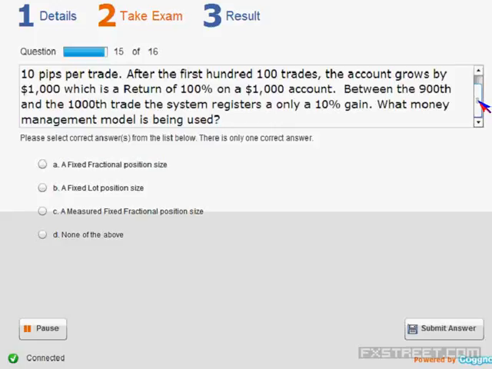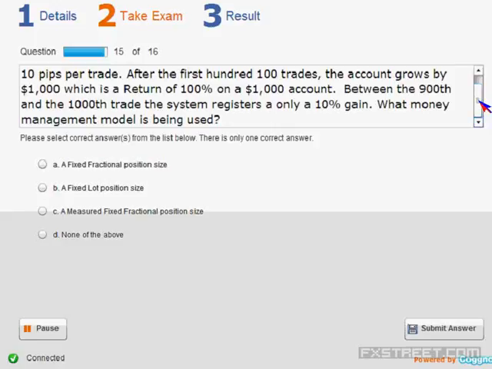Which model or which technique is being used here, that despite the same gain, the percentage gain has been less? So the impact in terms of percentage has been less. Is it a fixed fractional? Is it a fixed lot? Is it a measured fixed fractional? Or none of the above?